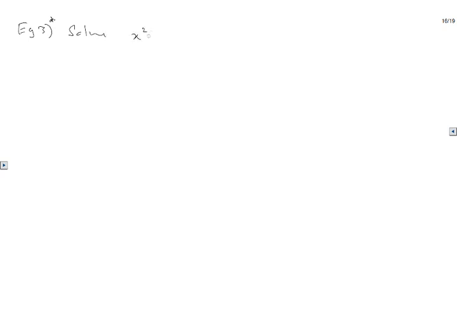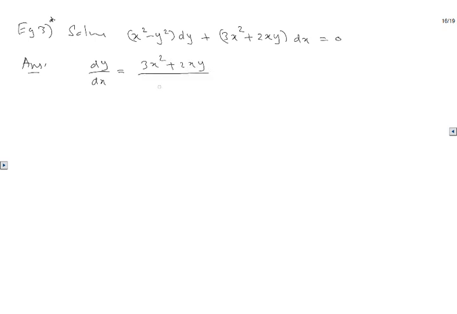Let's say (x squared minus y squared) dy plus (3x squared plus 2xy) dx equals 0. So this is given in differential form. If it is given in differential form, what is the first step to do? You can write this as a fraction, in dy by dx form. So let's do that. You can take the term to the other side and then divide. So you're going to get dy by dx is 3x squared plus 2xy over y squared minus x squared. Because there's a sign change, a negative sign, to cancel the negative sign you have to switch the terms.